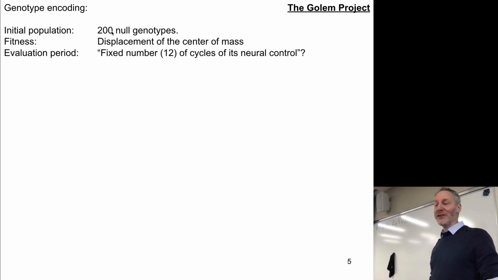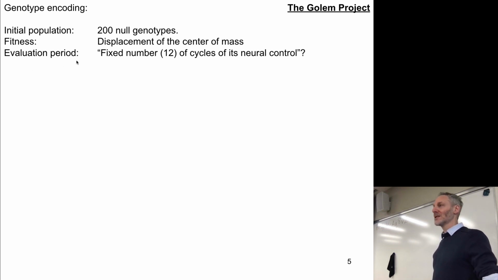So we know by definition that each of the 200 phenotypes of those robots are null phenotypes. They're all going to get a fitness of 0. They don't even create a robot that moves at all. Kind of a strange choice. We'll come back to that in a moment. Fitness, this is very familiar. Displacement of the center of mass.